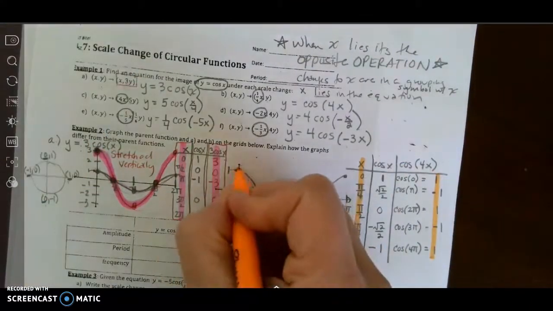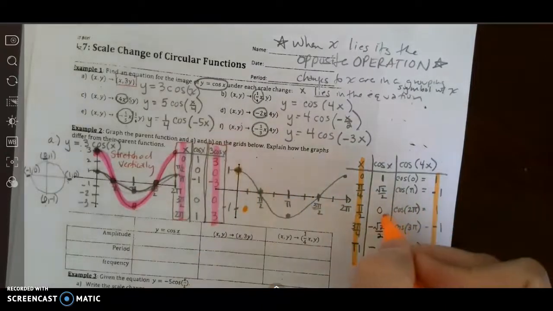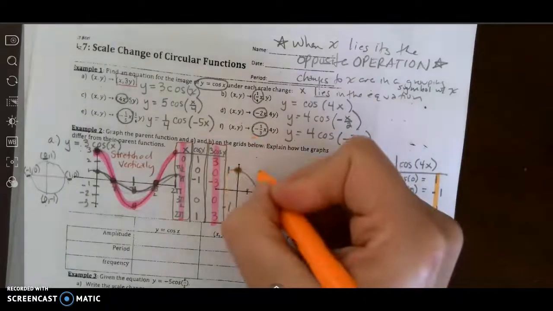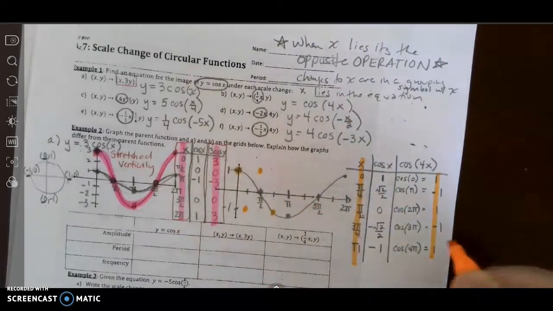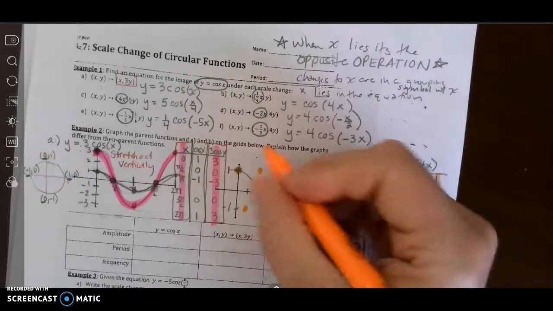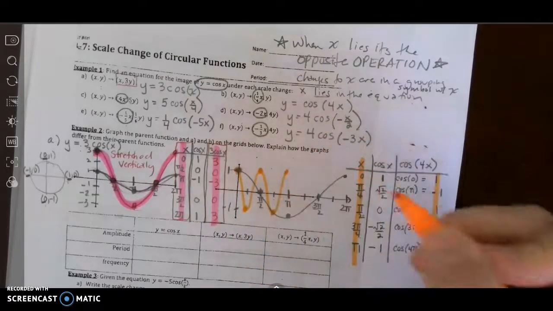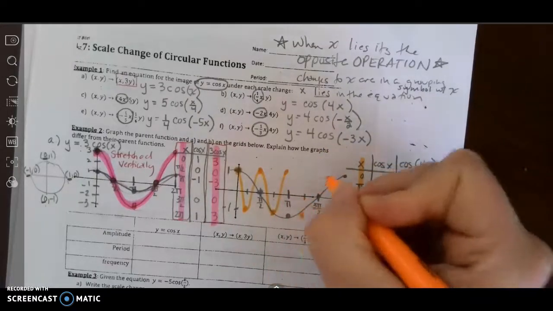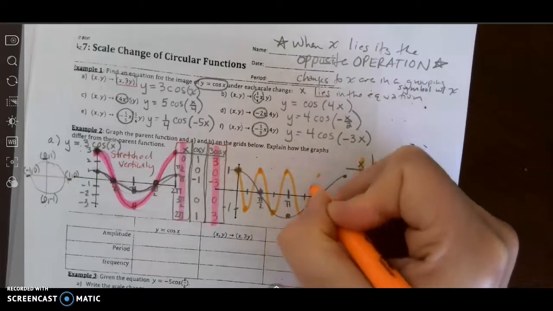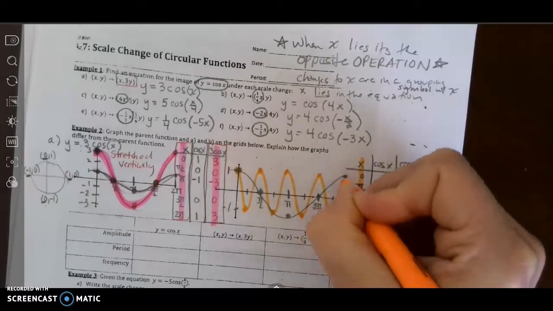So at 0, I'm at 1. At pi over 4, I'm at -1. At pi over 2, I'm back up to 1. At 3 pi over 4, I'm at -1. And at pi, I'm back up to 1. So I would assume that this would just keep going like this. Down and back up. Maybe down, back up. Like that.